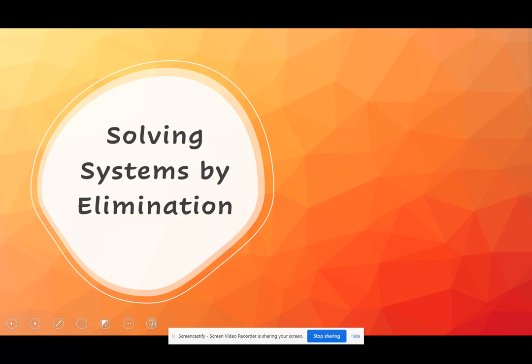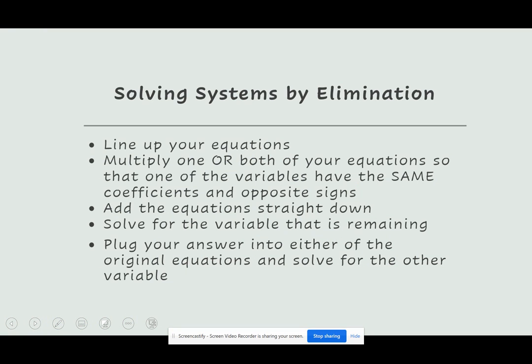Okay, so today we are going to look at the third method of solving systems of equations. We're going to solve them by elimination, which personally is my favorite. The way we're going to solve this, you're going to make sure both your equations are lined up. And when I say lined up, I mean if you have 2x plus 3y equals 7, make sure your other one is like x minus y equals 6. Your y's are with each other, your x's, and your constants.